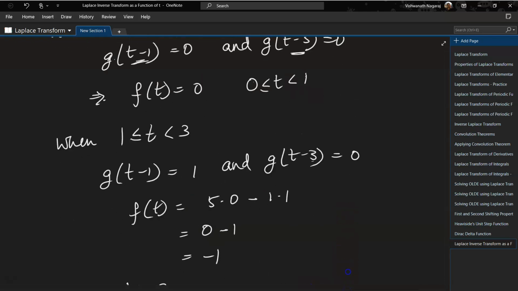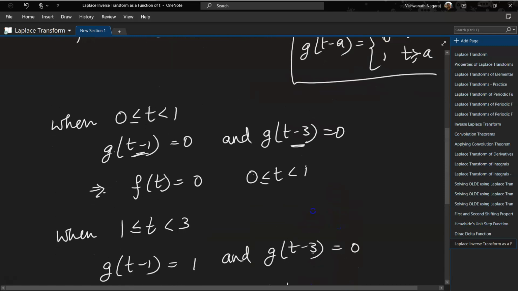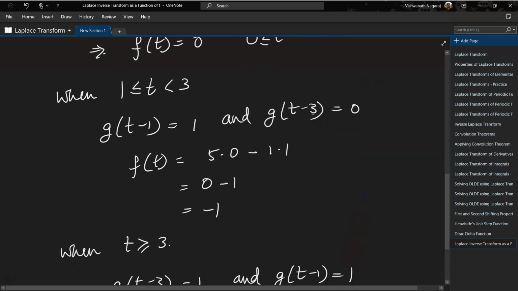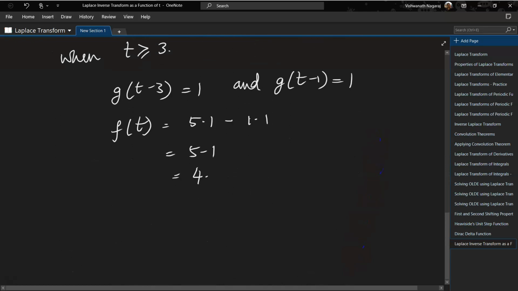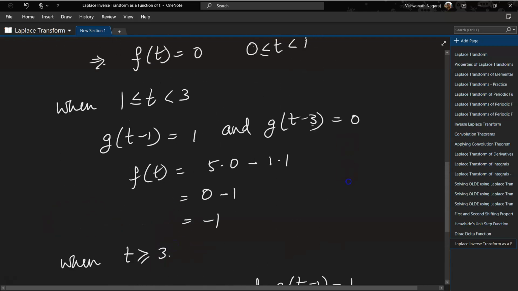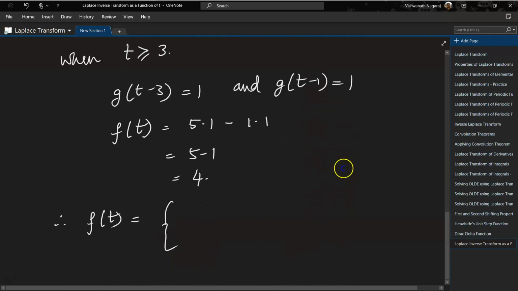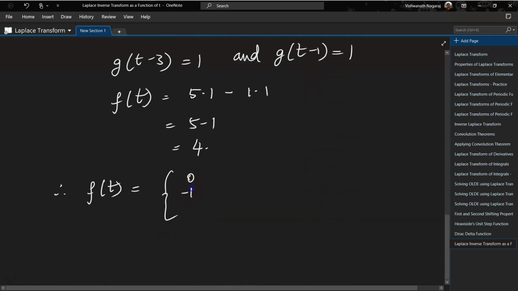So we have got three conditions. And based on those conditions, we know what the function is. So let's combine them. Therefore, f of t is equal to, remember, it will be 0 or minus 1 or 4. 0, minus 1, 4. When will it be 0? When t is between 0 and 1. It will be minus 1 when it is between 1 and 3.